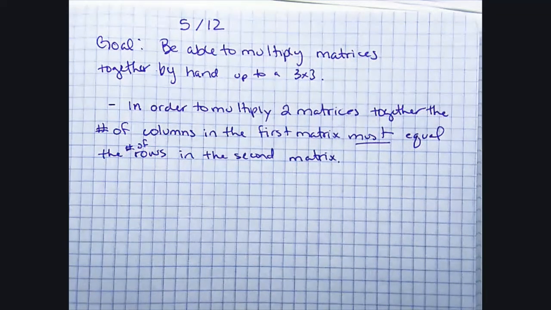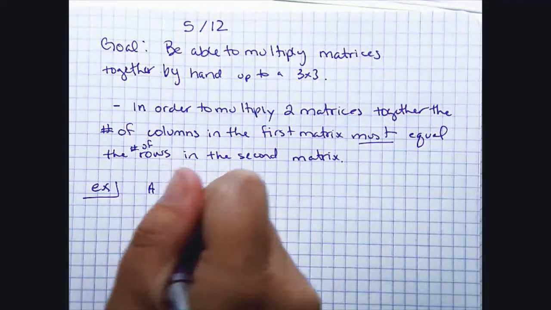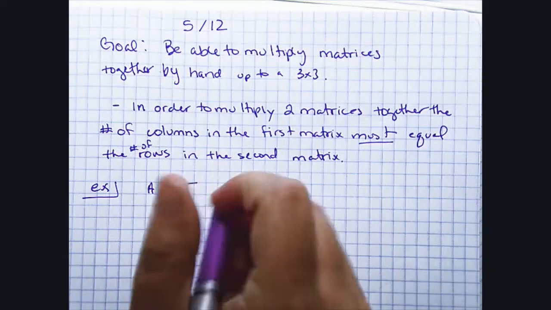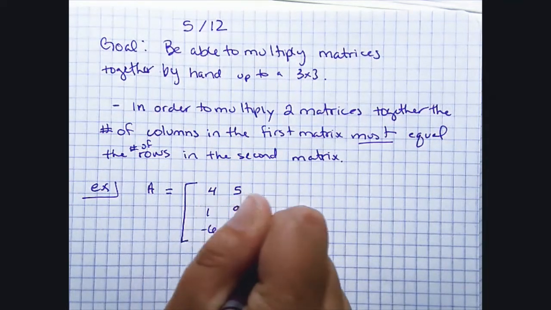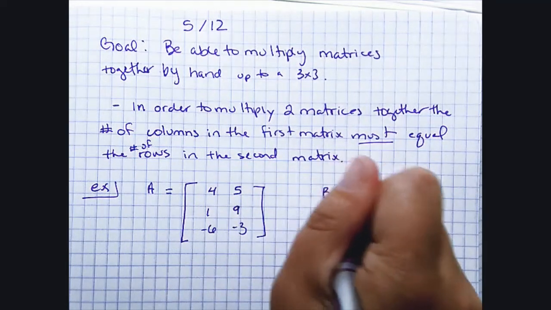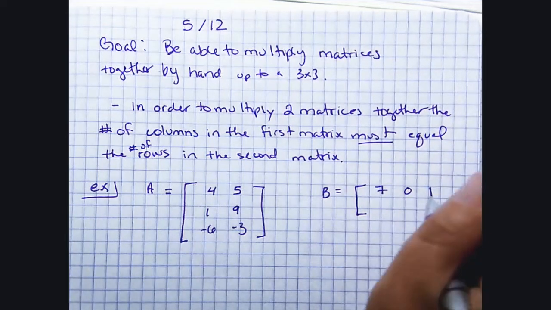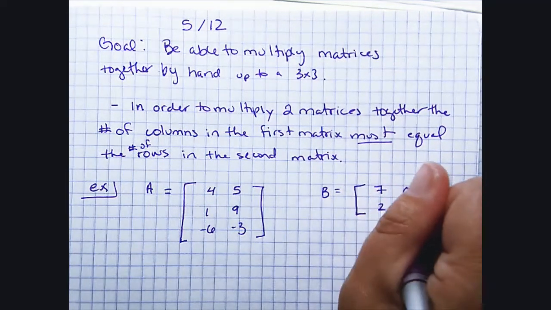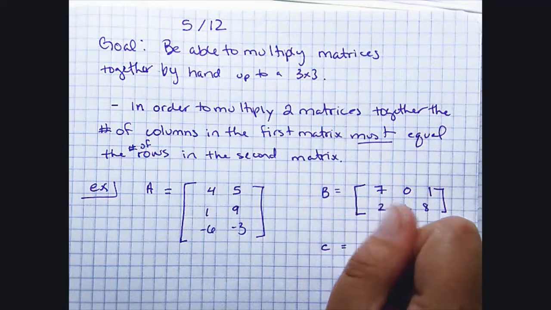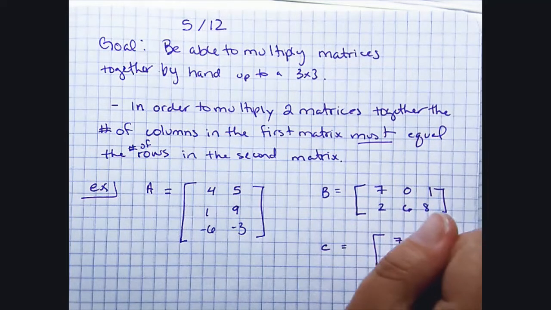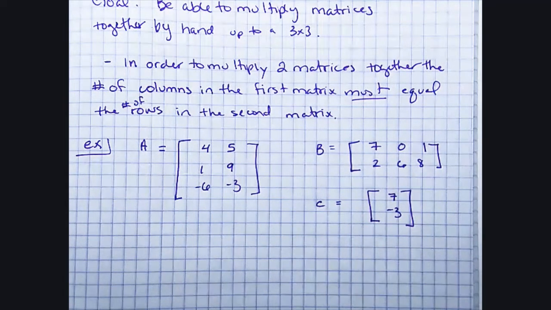So I'm going to give you 3 matrices that we're going to use. We're going to have a matrix A, and it's 4, 5, 1, 9, -6, -3. We will have matrix B. It is 7, 0, 1, 2, 6, 8. And then we'll have matrix C. It is 7, -3. And so the first thing I'm going to ask you to do is write down the dimensions of these matrices.